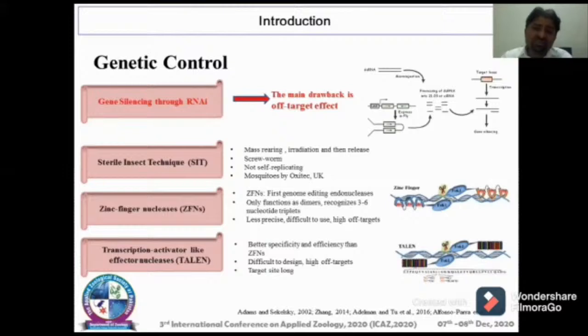There are certain drawbacks to this technique. One is off-targets. For example, if this is a 500 base pair gene and you are targeting it using 22 nucleotides, you can have many more targets.